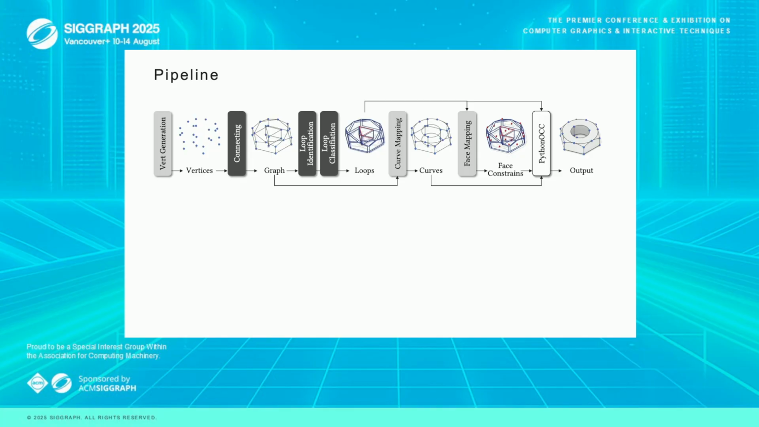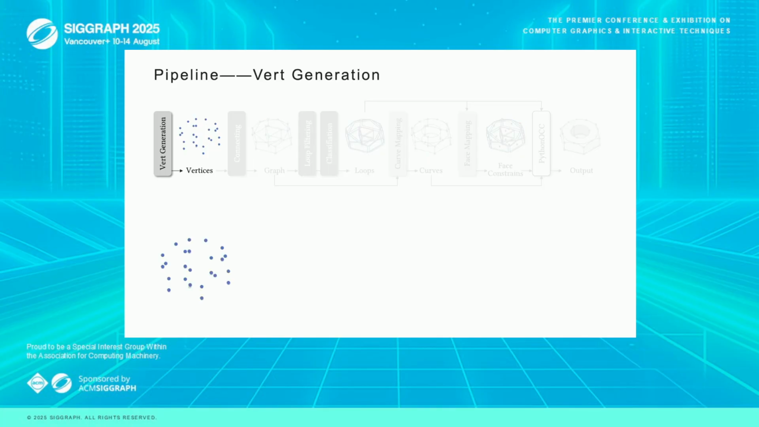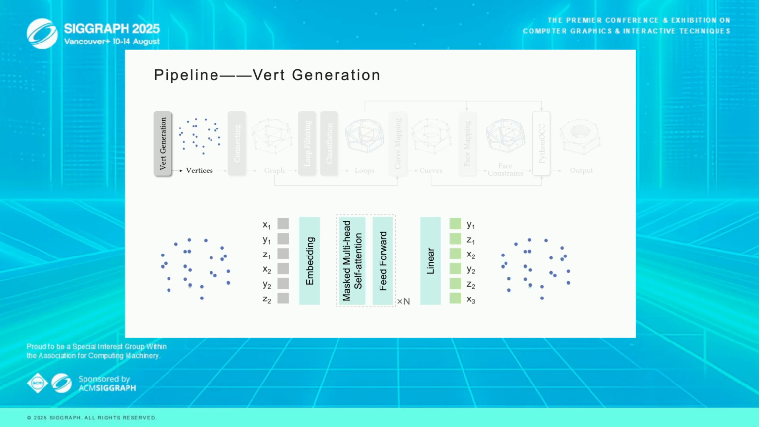These 6 steps form our complete pipeline. Let's explain this from left to right. First, we need to generate vertices. We use a transformer decoder to autoregressively generate the XYZ coordinates. This is a standard decoder-only architecture, and I won't explain it in detail. For conditional generation, we can add condition tokens at the beginning of this coordinate sequence to control the generation process.